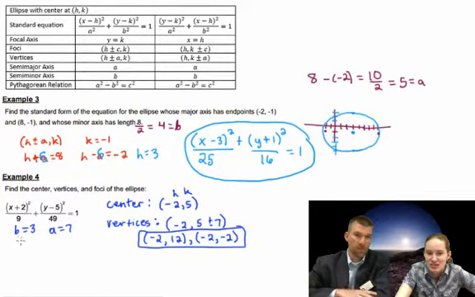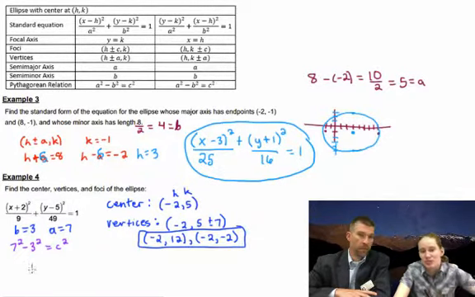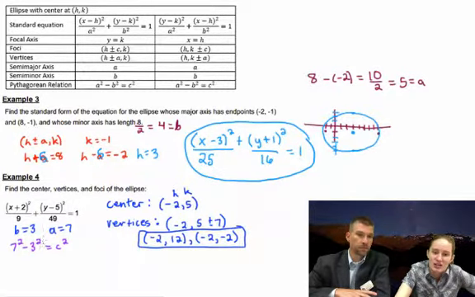Maybe I have the foci. So we need c. So we do a squared minus b squared. And what may happen to you occasionally is you'll put this in and you'll get a negative that you have to take the square root of. That means you put them in the wrong order. So that's 49 minus 9, which is 40.